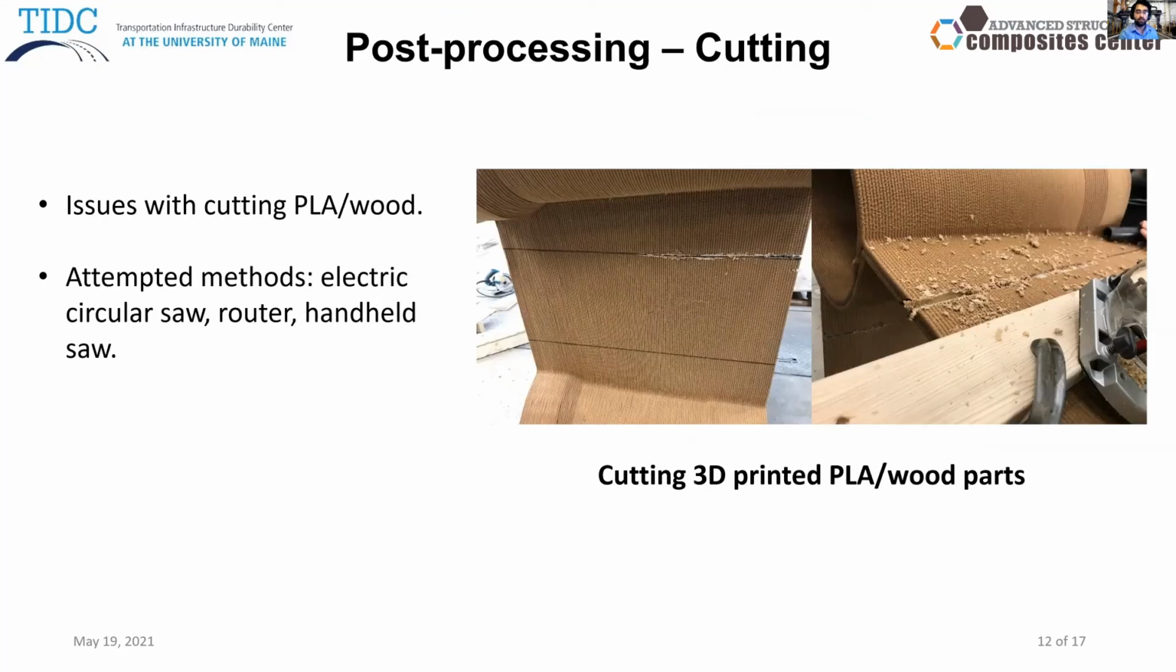Post-processing cutting. Cutting PLA wood was especially difficult since PLA softens and melts at relatively low temperatures. Heat generated during cutting softened PLA and the material stuck with the cutting blades. This caused some problems during cutting. Such problems were not observed while cutting ABS carbon or other polymers. Electric saws and routers were not suitable for cutting this material. Handheld saws with slow cutting speed that generated low heat were more suitable.